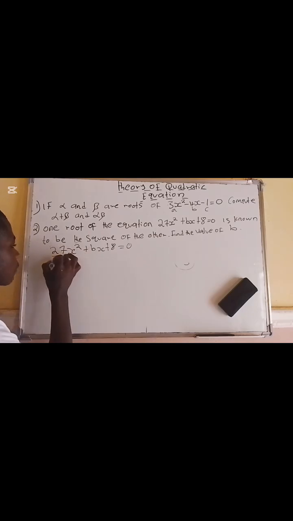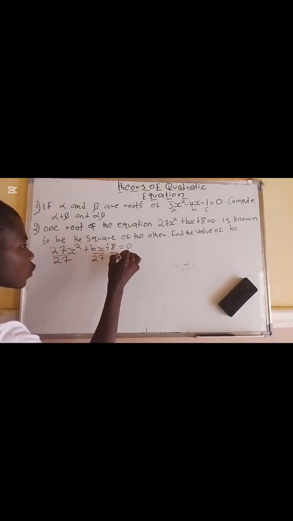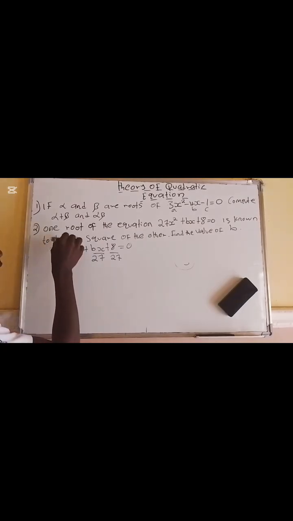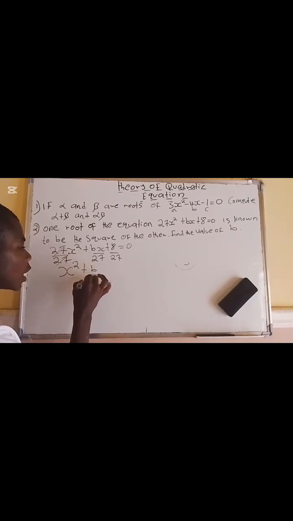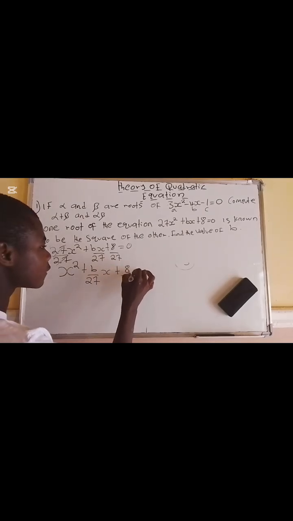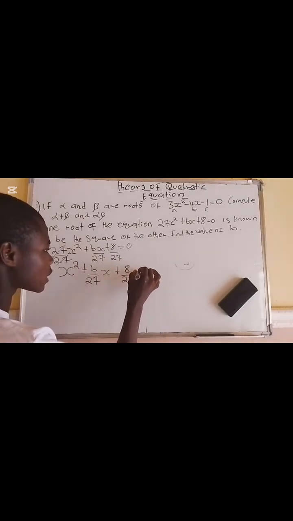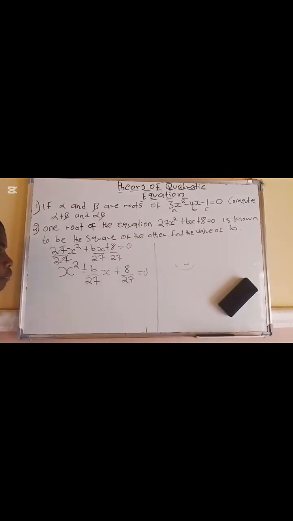So I have to divide both sides by the coefficient of 27. Just divide both sides by the coefficient of 27. So therefore 27 will cancel 27, and you are left with x squared plus b over 27 x plus 8 divided by 27, equals 0.